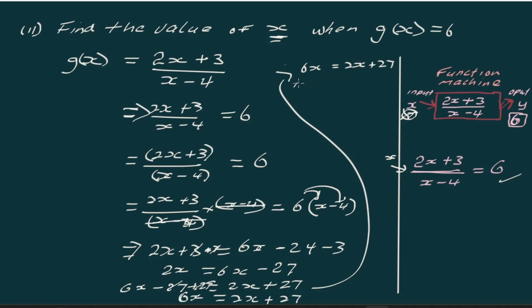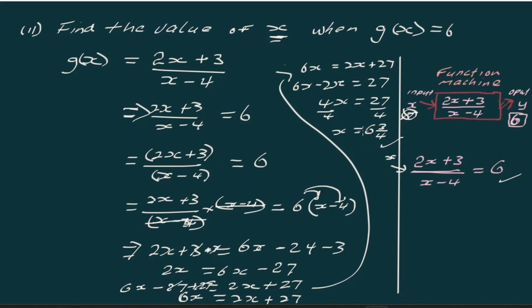So 6x minus 2x equals 27. 6x minus 2x will give me 4x equals 27. I need now to get x by itself, so I'm going to divide out the 4. So dividing by 4 on both sides will give me x equals 27 divided by 4. So 27 divided by 4 will give me 6 3/4. And this is your answer.